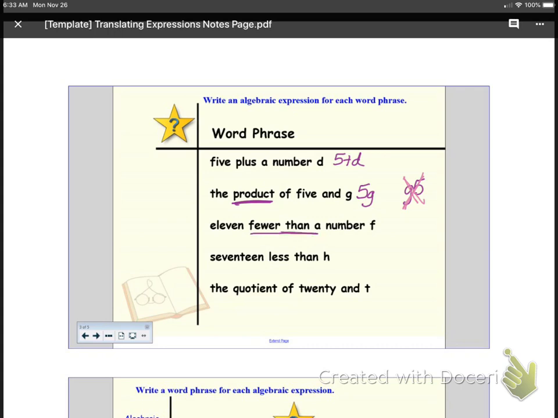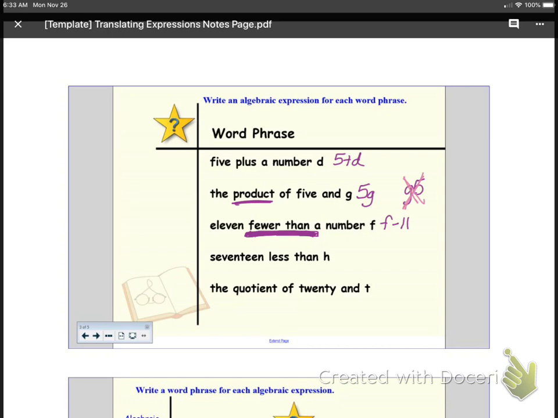The subtraction problems, like here we have "fewer than," which is one of the words that we talked about earlier, are the ones that can be super confusing because the order really does matter. So you've got to ask yourself, what is being subtracted? What's being taken away? So here we have 11 fewer than a number f. Let's substitute in 20 for f. If we said 11 fewer than 20, you would know that that would be 9 because you would take that 20 and you would subtract the 11 from it. So that means this is f minus 11.